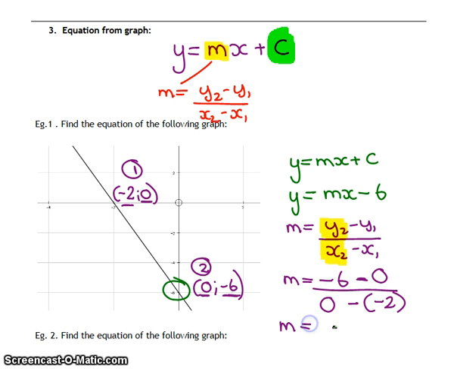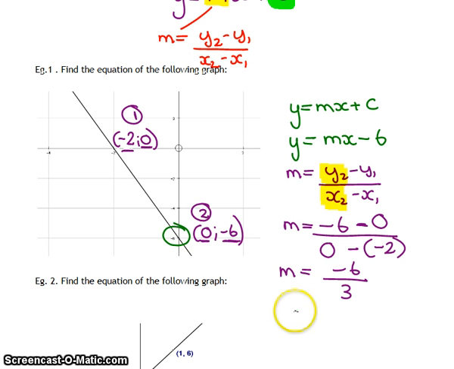So I have my gradient is minus 6 over 0 plus 2, which is minus 6 over 2, which is a gradient of minus 3, which means I'm complete. Therefore, y is equal to negative 3x minus 6.